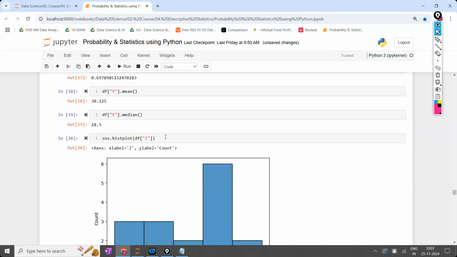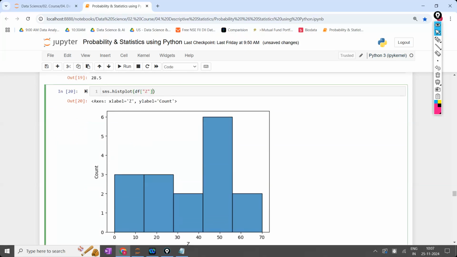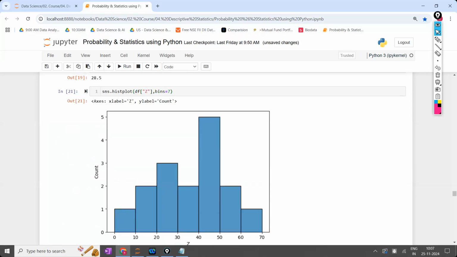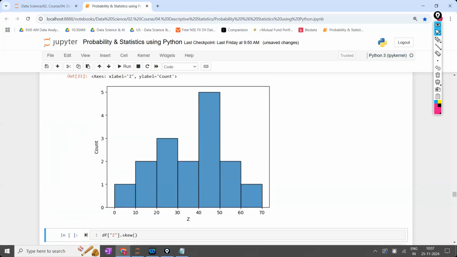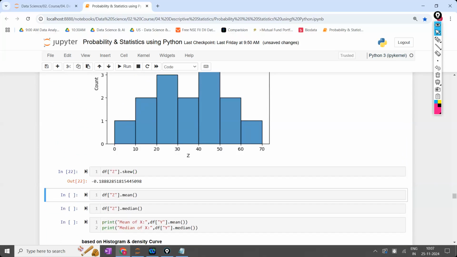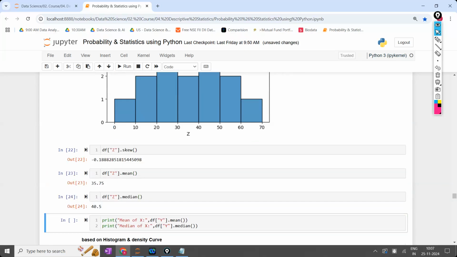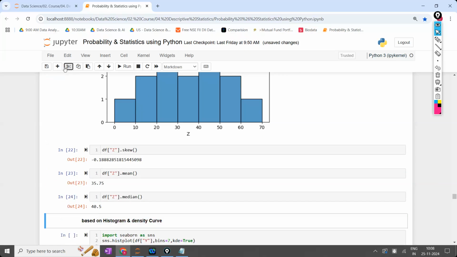Okay, right? Now, coming to the third column, the Z column. From the histogram, with bins equal to 7, I conclude that it is left skewed. Similarly, the skewness is a minus value, which is left skewed. And the mean should be less than the median value. So from this also, it is clearly left skewed. So 3 options are satisfying the same answer.